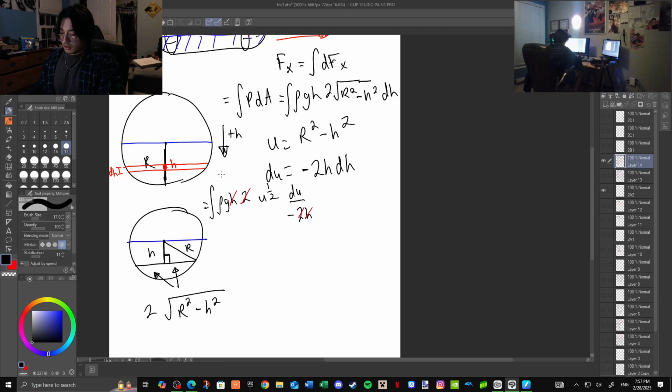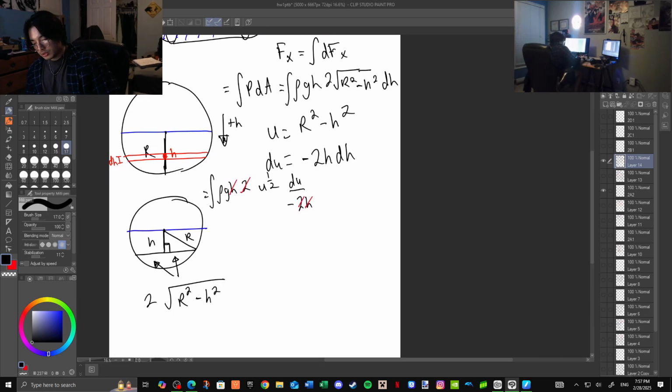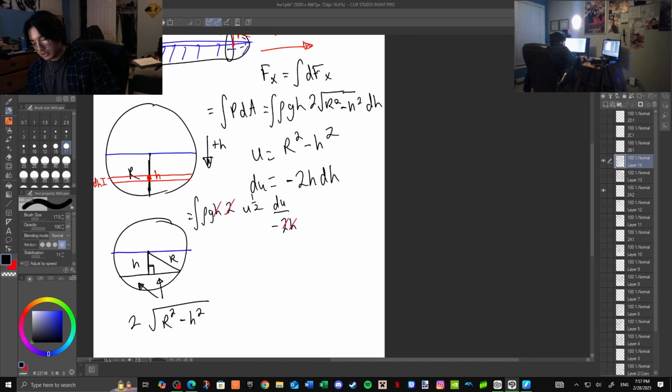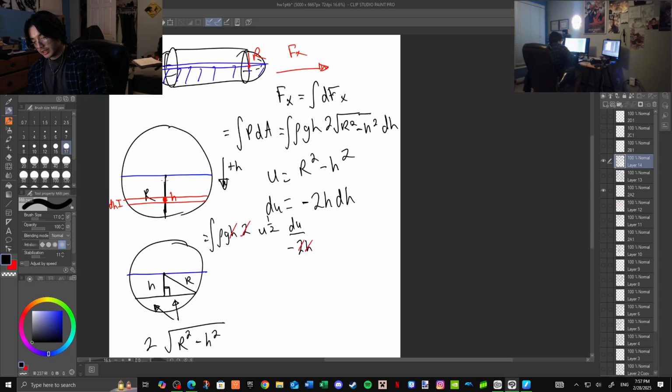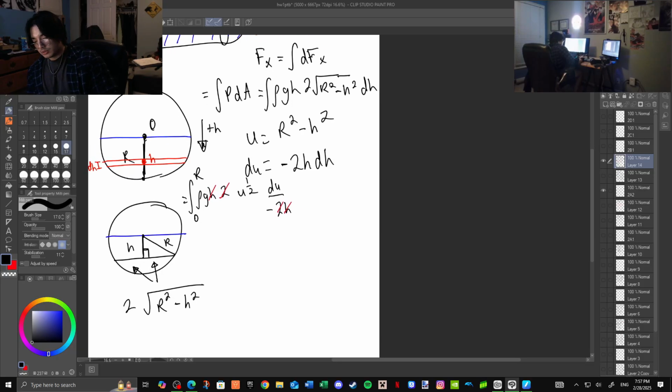Well, wait, before we do that, I forgot to mention the bounds. The bounds in this case, since we're taking measurements of h along the radius, we're starting from here. This would technically just be 0. So the first bound would be 0, and then all the way down, if we extend our h all the way to the bottom, that's just r. So that's how we get our bounds, 0 to r.